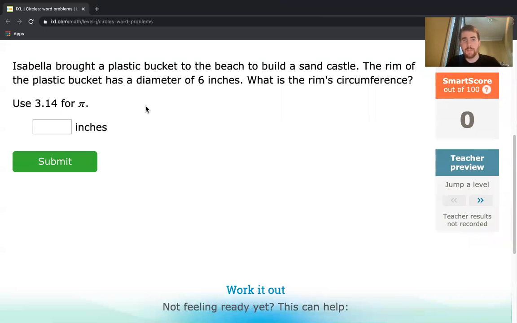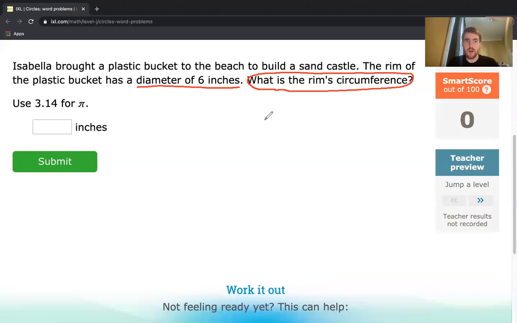Isabella brought a plastic bucket to the beach to build a sand castle. The rim of the plastic bucket has a diameter of 6 inches. This is a measurement. It's important. The diameter is 6 inches. What is the rim's circumference? This is also important. This is the question I'm trying to answer. So we know the diameter is 6 inches, and we know we want to figure out the circumference.